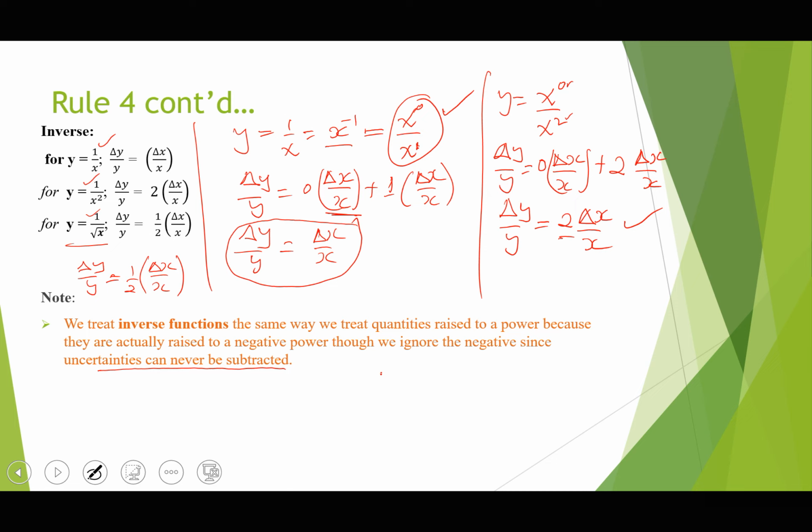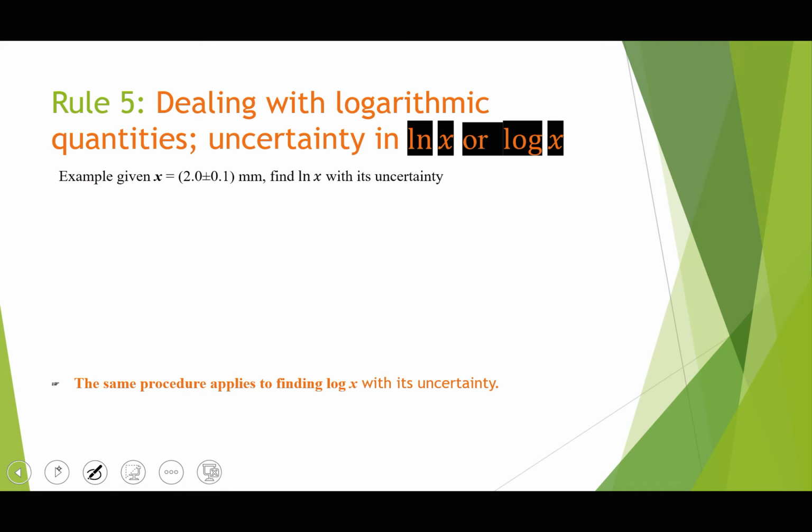Okay, I think we now qualify to move to the last rule, rule number 5. This rule deals with logarithmic quantities. Unfortunately, you will not find this rule in AS papers. But of course, for completeness, we can look at it here. You'll basically find this rule in A-level papers, especially paper 5. There's a question called analysis, which is question number 2.